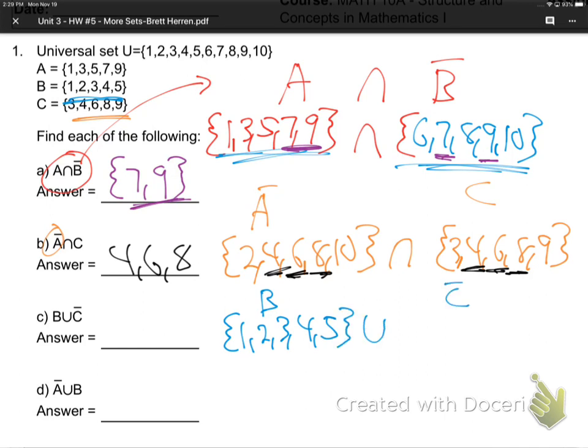United with C complement. Now what's C complement? What's not in C? What's in C? 3, 4, 6, 8, 9. So what's not in C? 1, 2, 5, 7, and 10.